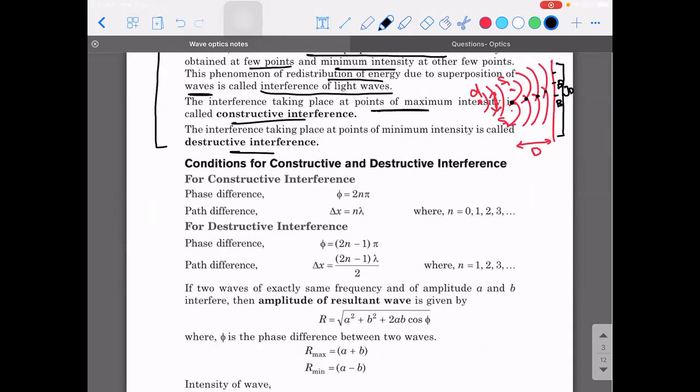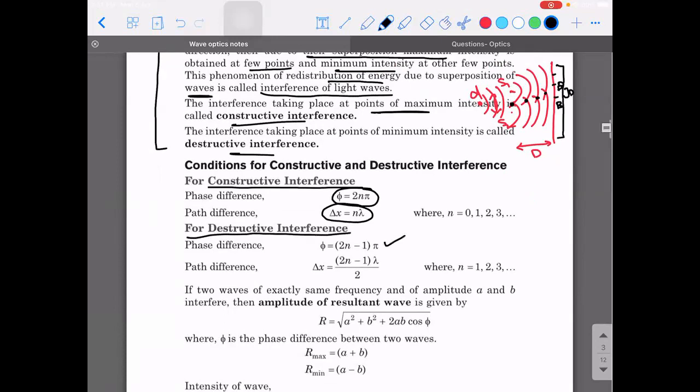What is the mathematical relation in terms of phase difference and path difference for a particular point to have a maxima or a minima? For constructive interference, what should be the phase difference? The phase difference is supposed to be an even multiple of pi, and the path difference is supposed to be n times lambda, that is an integral multiple of wavelength. For destructive interference, the phase difference is going to be (2n minus 1) times pi, and the path difference is going to be (2n minus 1) times lambda divided by 2, that is an odd multiple of lambda by 2.